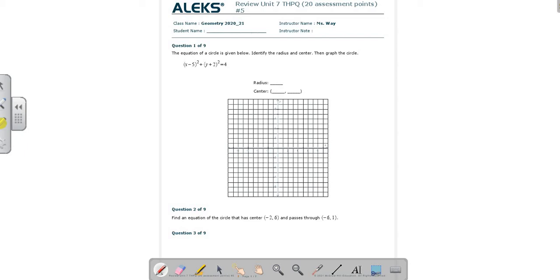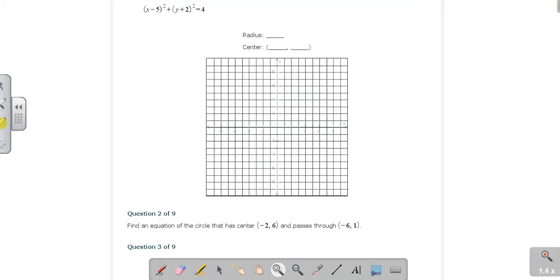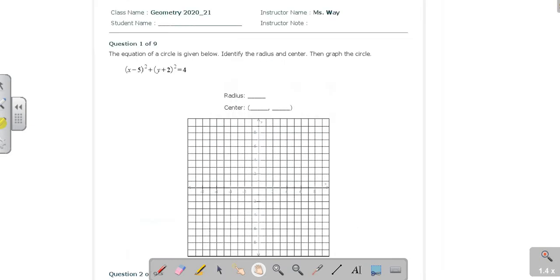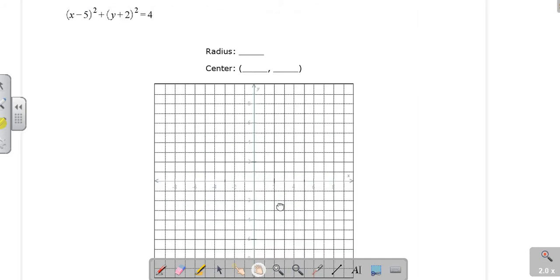This is the Unit 7 review take-home practice quiz help video. It says the equation of the circles given below, identify the center and radius and graph the circle.